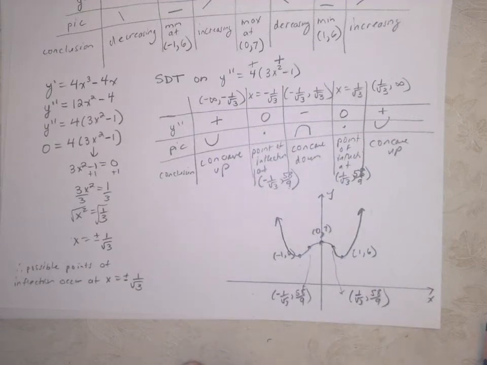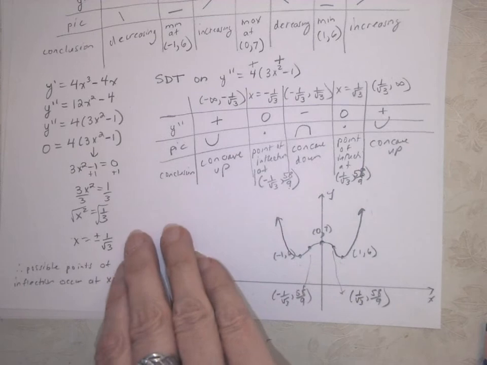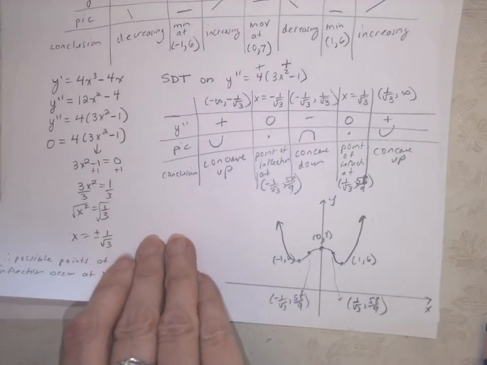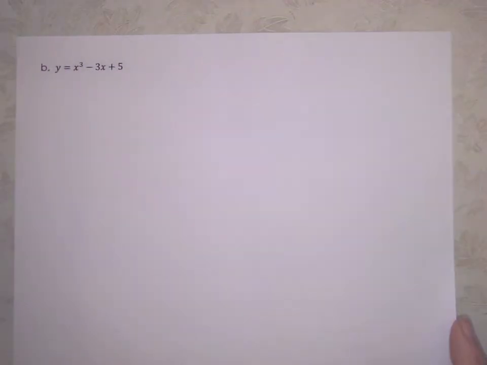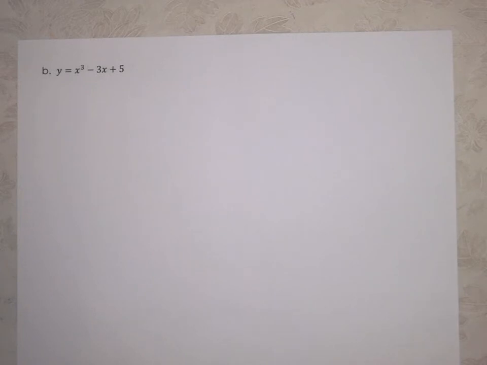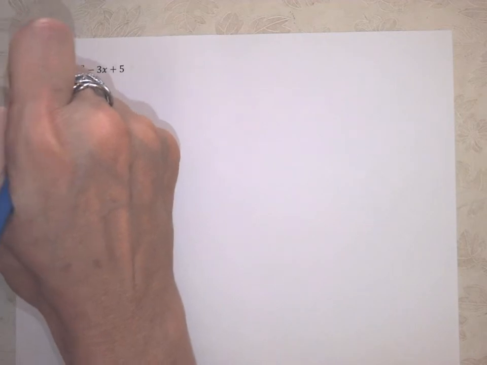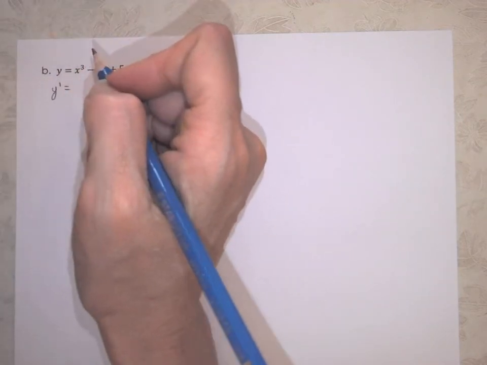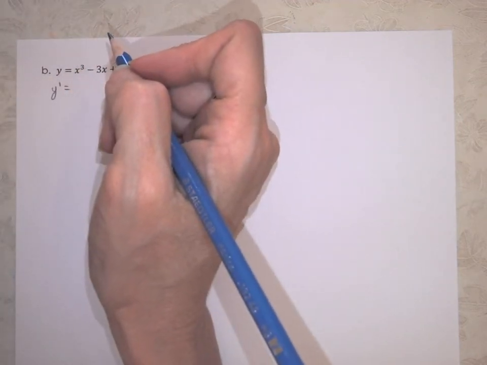Okay, so that's how you use the first derivative test and the second derivative test together to give you a good sketch of a polynomial function. Okay, here's another one to try. So y equals x cubed minus 3x plus 5. So we'll start off finding y prime. So that's going to be 3x squared minus 3.